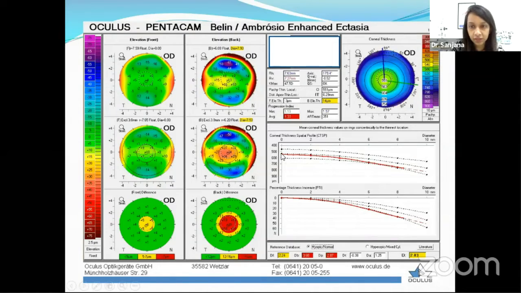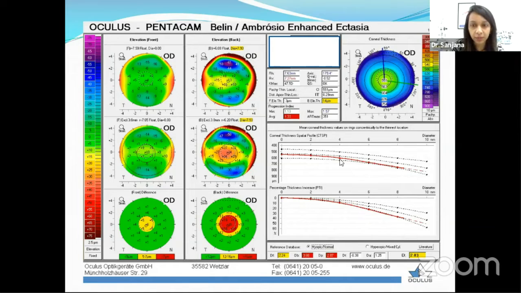Normally we see that this should coincide with the center line. The center line is considered the normative data, and the lines above and below are two standard deviations above and below the normative data. So the patient's scan, represented in red, will usually coincide with the center line, up to 6 millimeters. Beyond 6 millimeters, we normally see a dip, indicating that the thickness increases from the center, and beyond 6 mm the thickness becomes more than the central area.